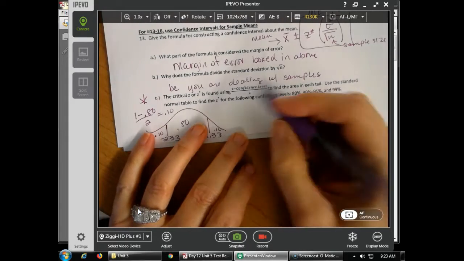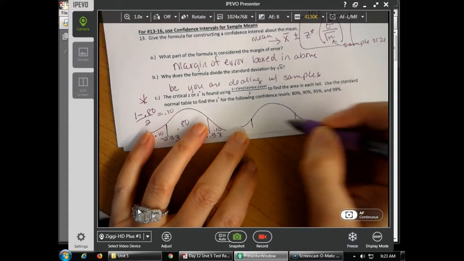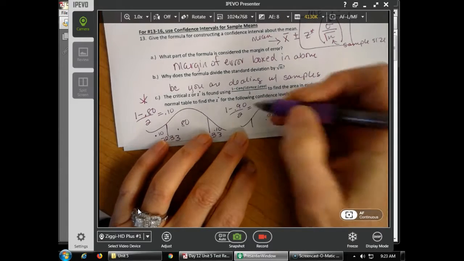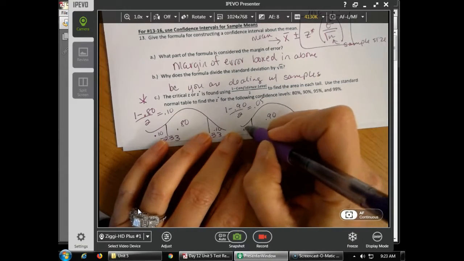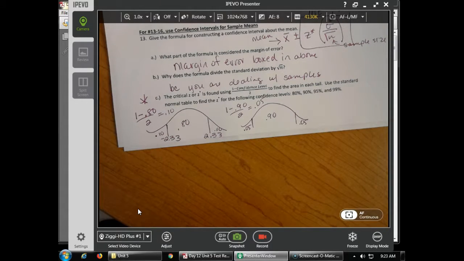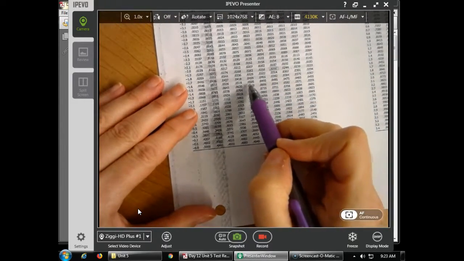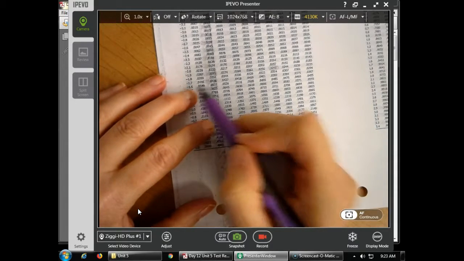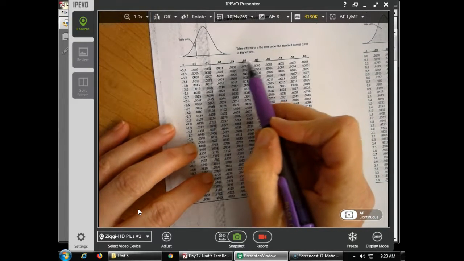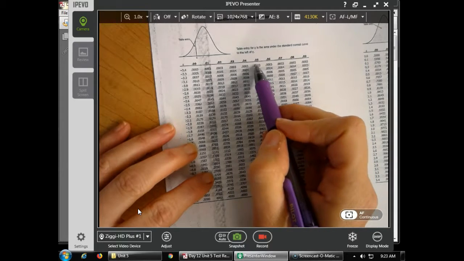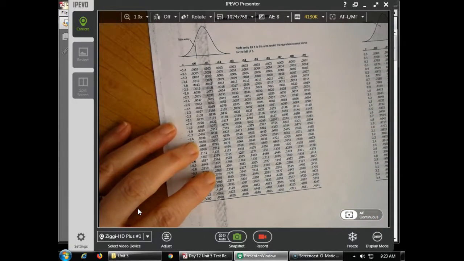What about a 90%? For 90%, I would do 1 minus 0.90 divided by 2, and that's going to give me 0.05 in each of these little tails. So now I go to my little z table, and I'll look up 0.05 in the body. It's halfway between these two, negative 1.6. So in this case, I might even just split the difference. I would not count it off if you did negative 1.64 or negative 1.65. But it's halfway between.